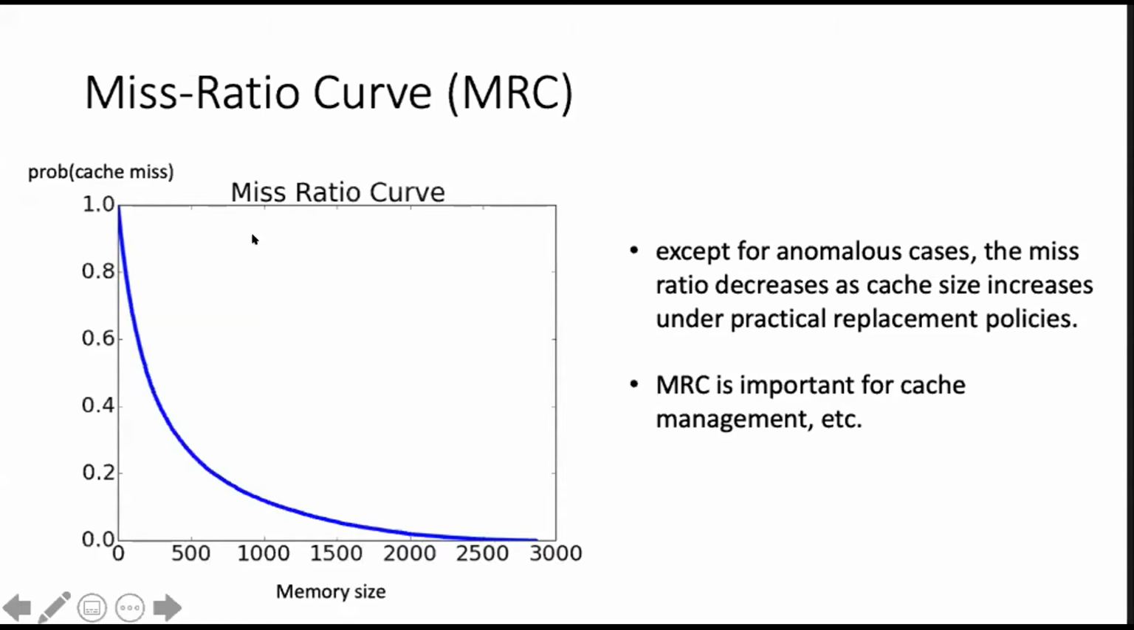The plot here shows an example of a miss ratio curve, where the y-axis is the cache miss ratio, or the probability of a reference resulting in a cache miss. The x-axis is the cache size, or we call it memory size. The higher the miss ratio, the worse the performance of the system. Except for anomalous cases, the miss ratio curve usually decreases as the cache size increases under practical replacement policies. MRCs can be used to estimate the amount of data that's being used by a workload.